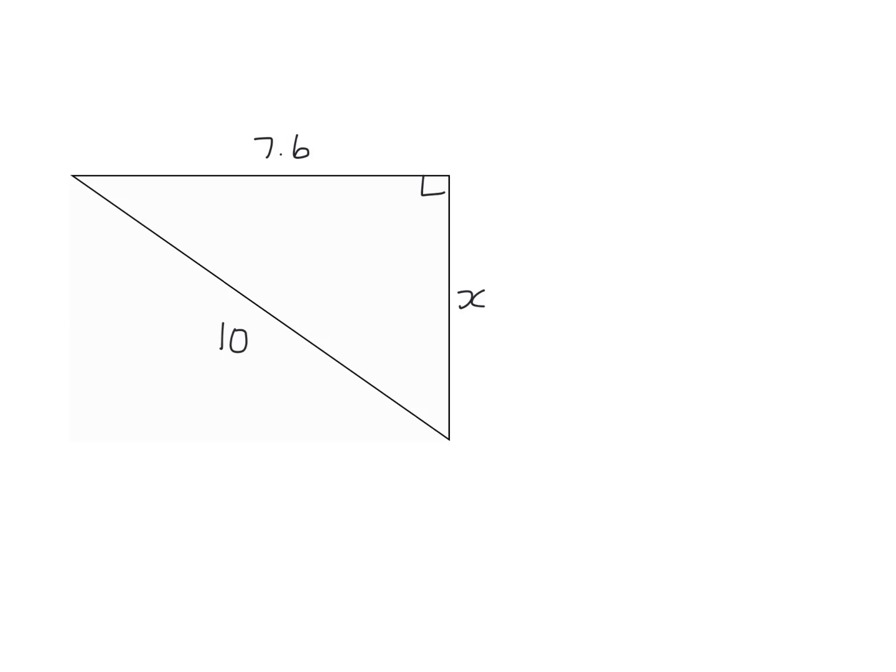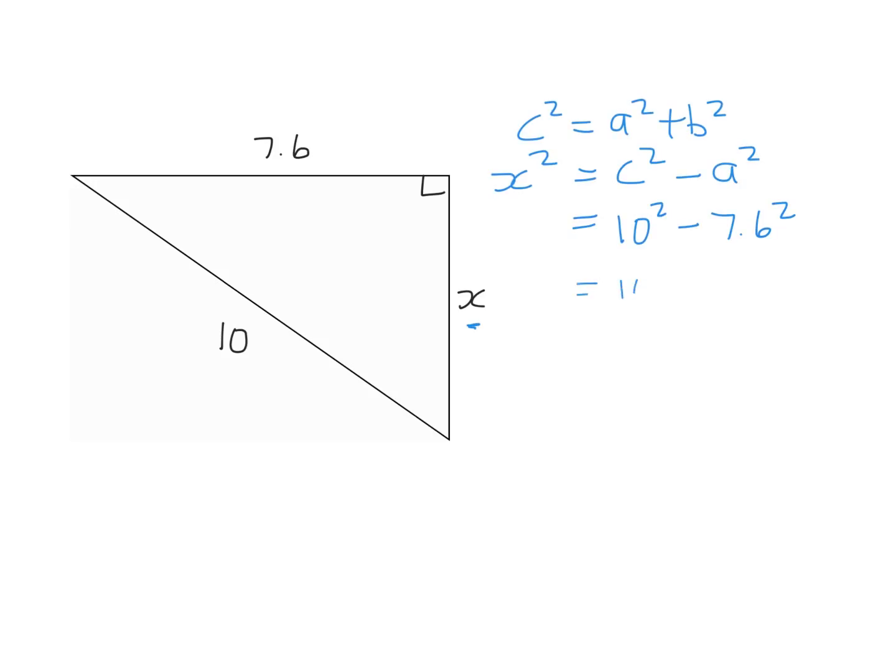Alright, well, Pythagoras' theorem, c squared equals a squared plus b squared, and in this case I'm going to call one of my shorter sides x. So I'm going to have x squared is equal to c squared minus, and I'm going to call it a squared. Alright, so c squared is going to be my hypotenuse, so 10 squared subtract 7.6 squared. So that equals 100 subtract, well, 7.6 squared happens to be 57.76.